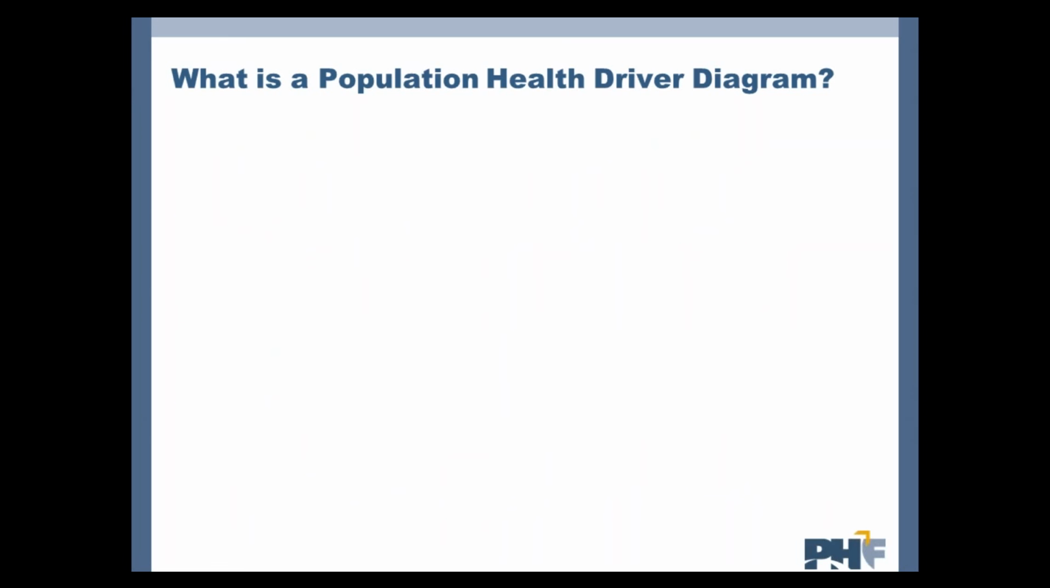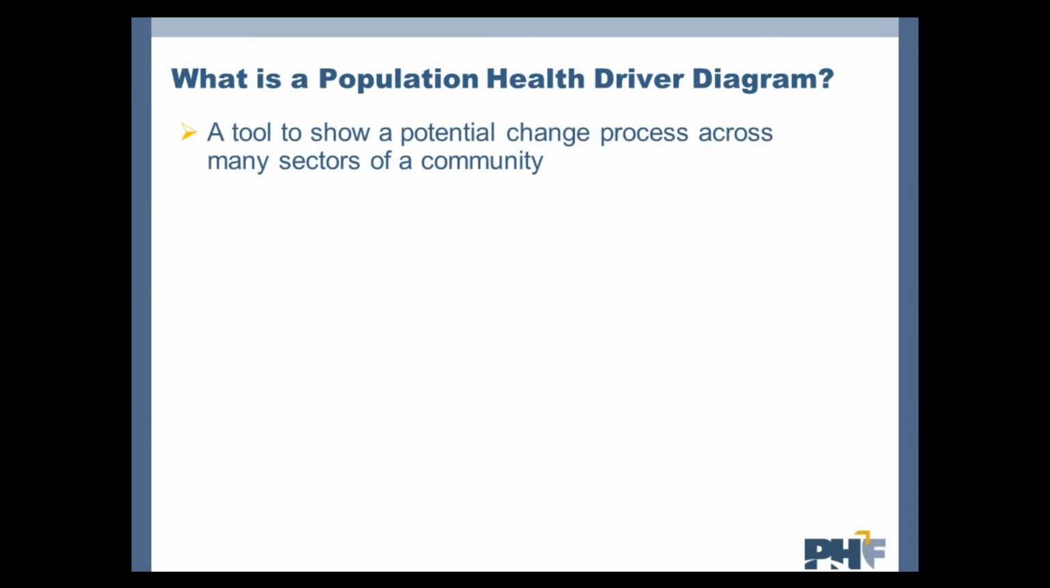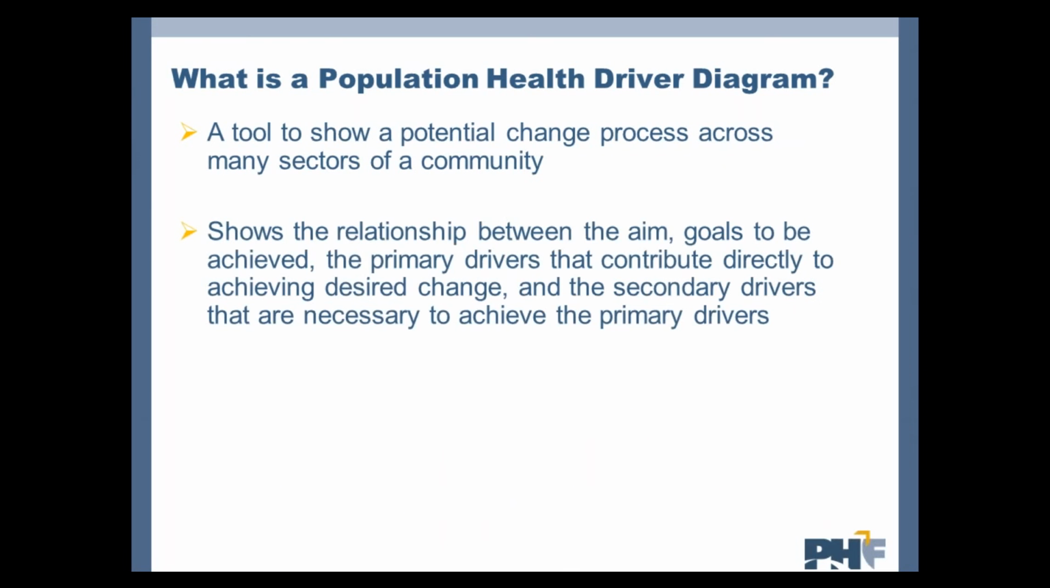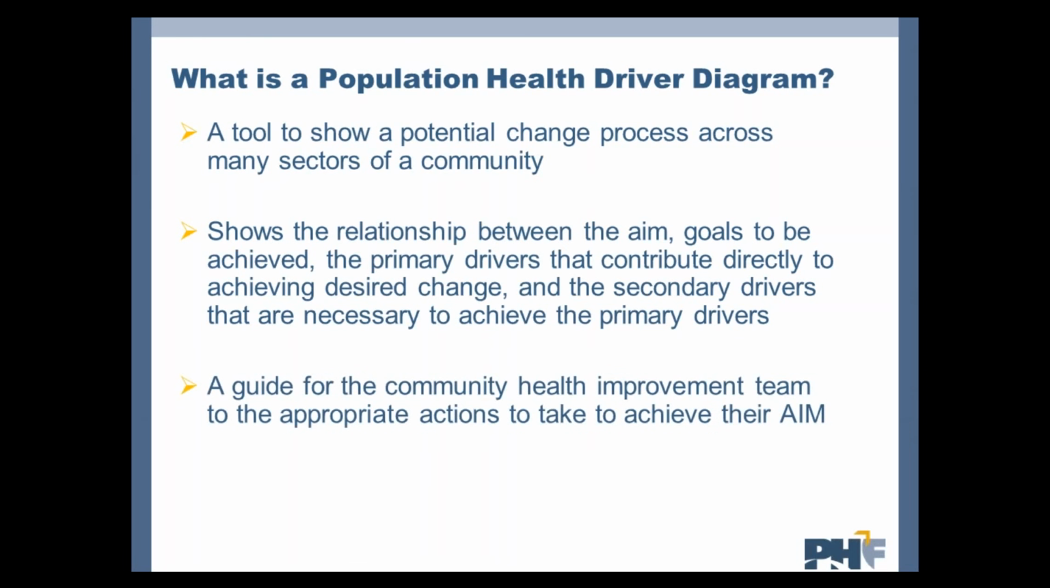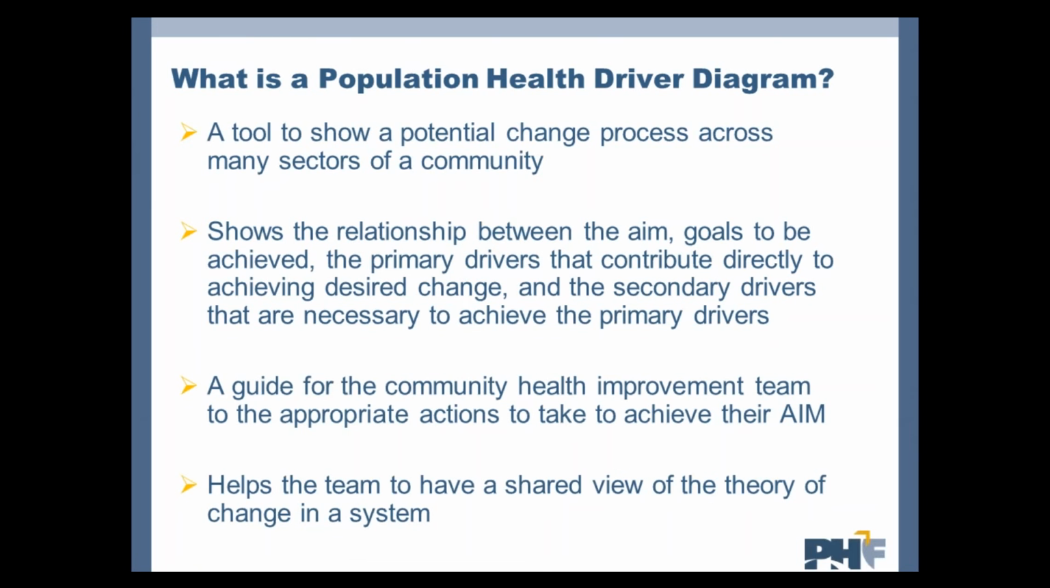So you'll see here, again, the tool shows many potential change processes across many sectors. Look at the relationship. It always is tied back to an aim or a goal. And again, we want to make sure that everything we do, whether it's a primary or secondary driver, are related. And they're all going back to how do we achieve our aim and our goal. And again, it's a guide for the community health improvement team to take appropriate action to achieve their aim. And it helps the team have a shared view of the theory of change in a system. When you see it visually, it's very easy to start to see how this is all going to come together in the process.